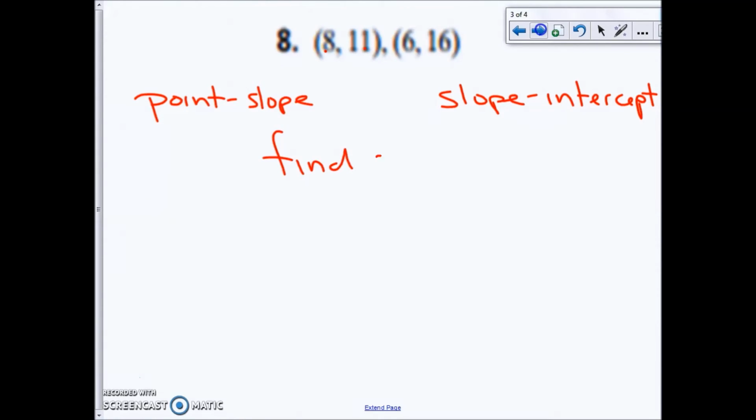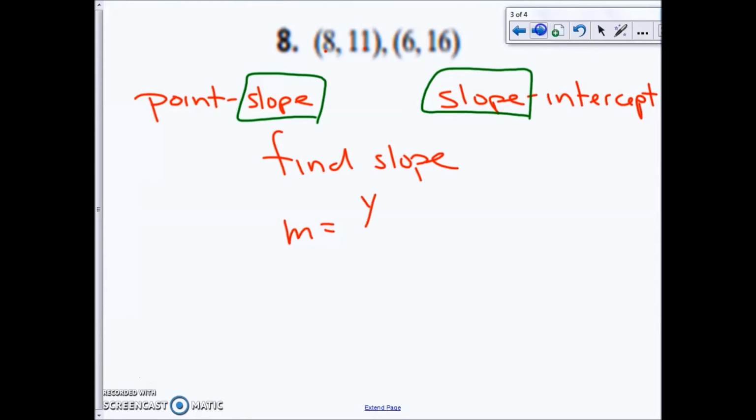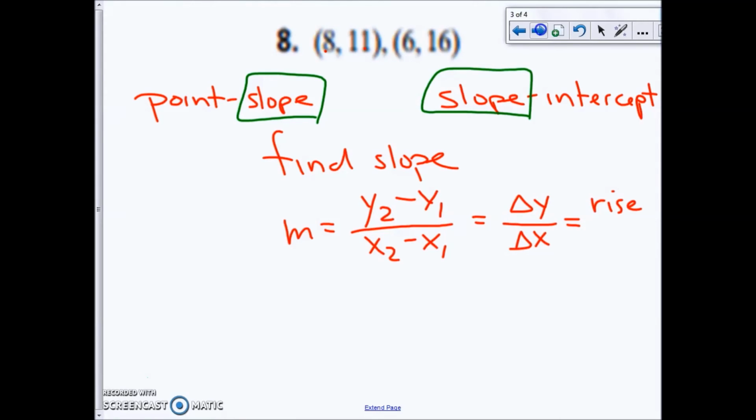So we have point slope and slope intercept, and what we want to do, no matter what, first is we have to find slope, always. If we don't find slope, we can't use this formula. We need to find the slope. So we have to remember that slope is y2 minus y1 over x2 minus x1. Another way to look at it is if you have a graph, that's also the change in y over the change in x. Or you can look at it as rise over run. They're all the same type of thing.